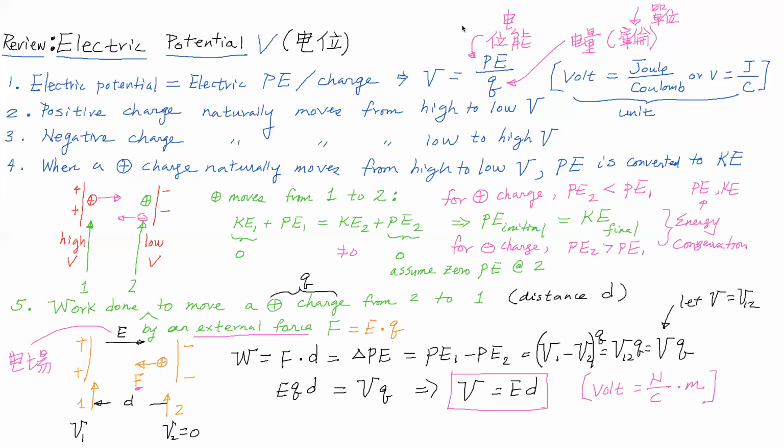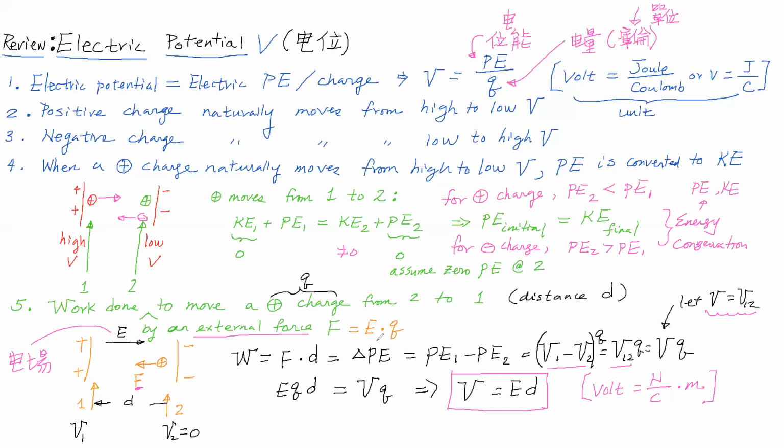And by definition, since V is equal to PE divided by Q, we're going to put that into here. So PE is equal to V times Q. We're going to say PE1 is V1Q, PE2 is V2Q. So then V1 minus V2, we can write that as V12, okay? And V12, I'm just going to assume we're going to use a simple notation called V. So call that V times Q. All right? So you're going to put the VQ over to this side here.